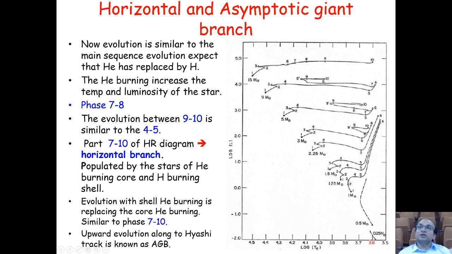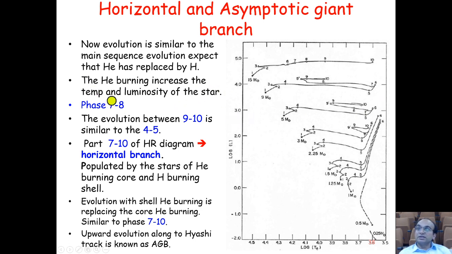So now the evolution is similar to the main sequence evolution, except the helium has replaced the hydrogen. What is happening now? In the core initially there was hydrogen. Now the hydrogen is replaced by helium. It's quite similar to the main sequence evolution again. So the star will reach the main sequence, coming from left to right.